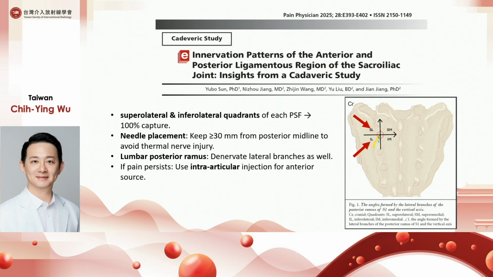When I suspect SI joint pain, I usually perform the peri-articular injection and then the lateral branch injection. But if the pain persists, then I will proceed to intra-articular injection for the anterior SI joint pain source.